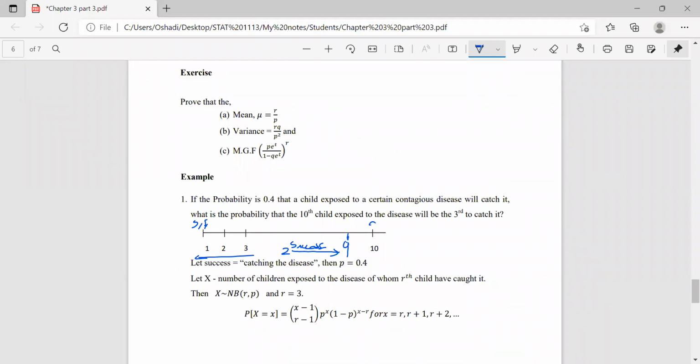The 10th child is a success one. He catches the disease. So when it comes to the 10th child, the number of successes should be 3. So we are asking, what is the probability of that? What is the probability of the 10th child exposed to the disease being the third to catch it? So it is a negative binomial distribution. Right? So in the exams, it is important to understand this concept.